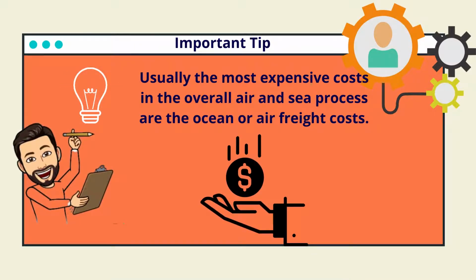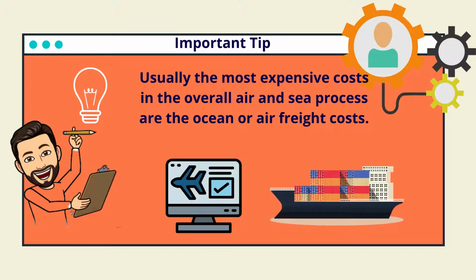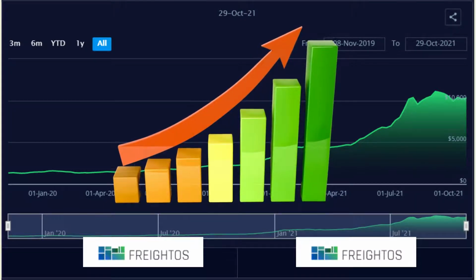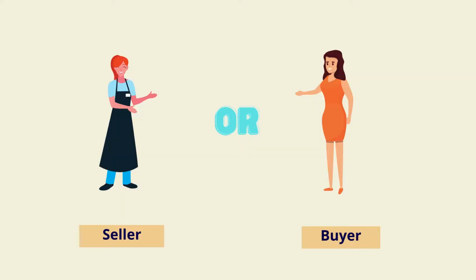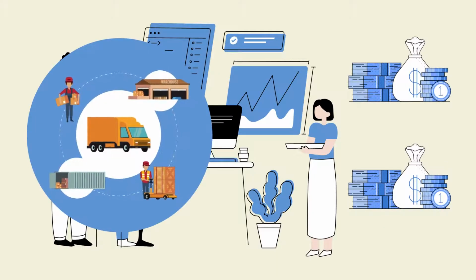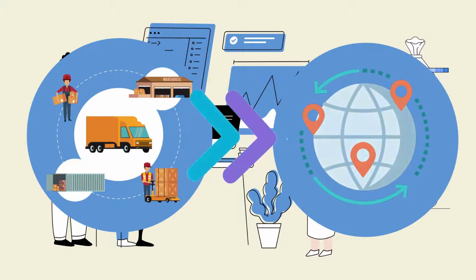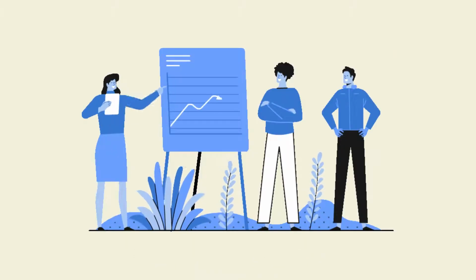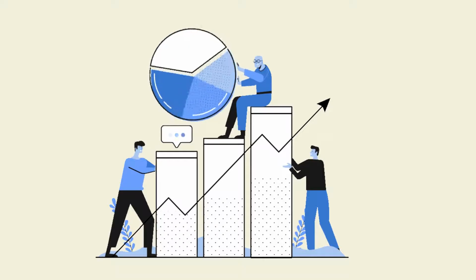Tip: usually the most expensive costs in the overall air and sea process are the ocean or air freight costs. Freight costs skyrocketed between the end of 2020 and 2021, which left a big dent in the shipping industry. As a seller or buyer, this part can be extremely risky since we have little control of the supply and demand chain, which can eventually impact shipping schedules and margins. Before engaging in a contract or trade term, we suggest that you learn about the market prices and stay on top of global supply chain news.